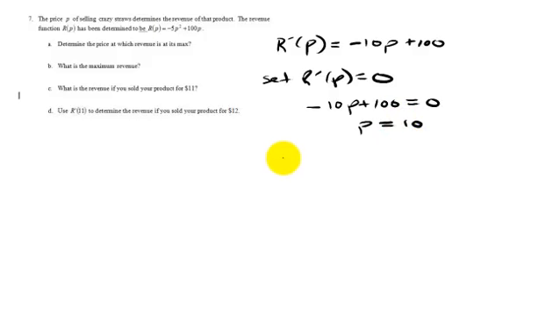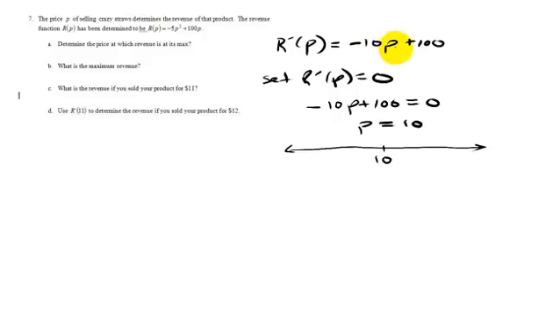Alright, now that doesn't tell us whether it's a max or min, it just tells us that it has the potential to be one. So if we use the number line, we put 10, and we're going to pick a point on each side and determine whether it's increasing or decreasing. So say we pick 11, or 12, any number bigger than 10. So say we pick 12.